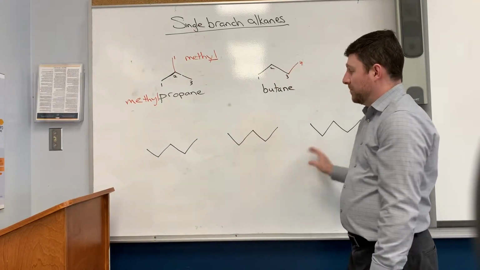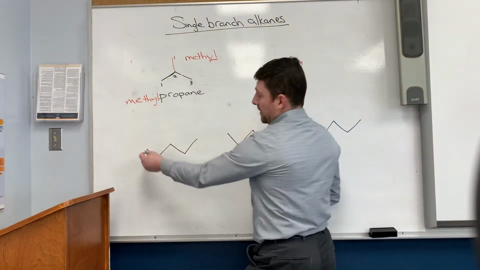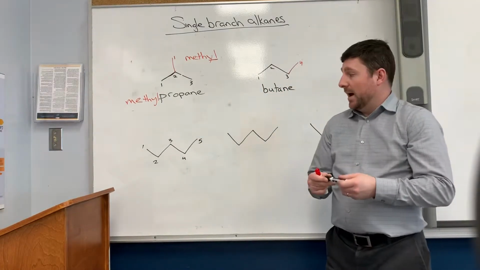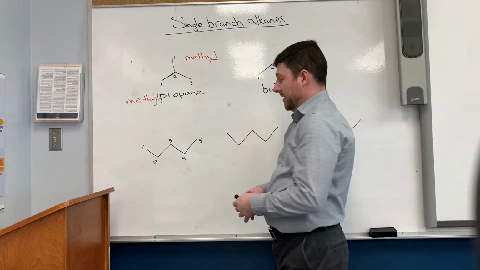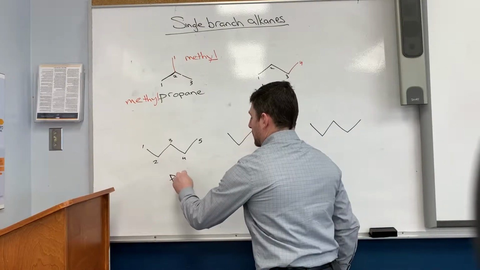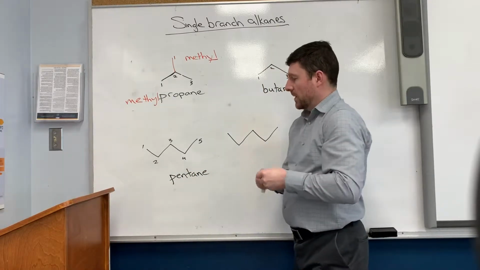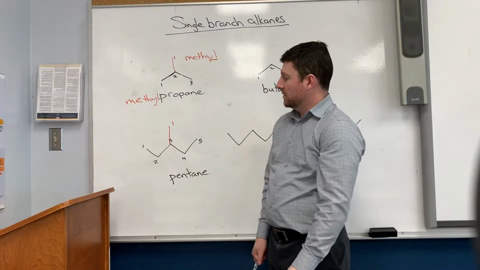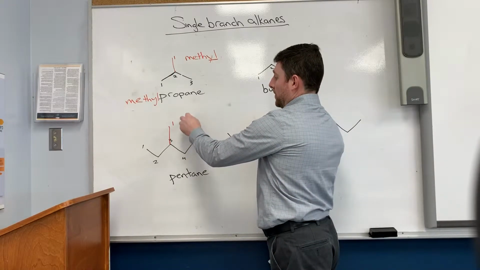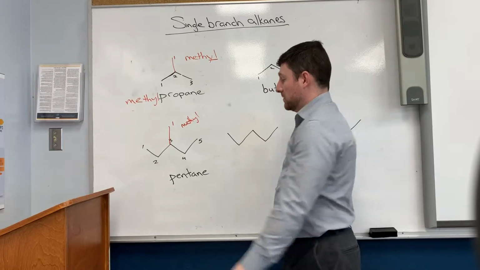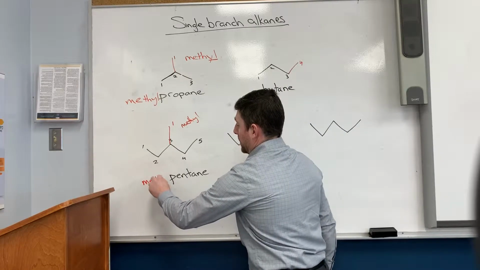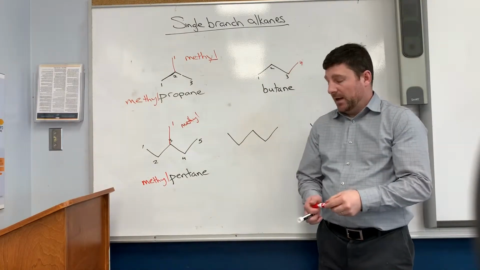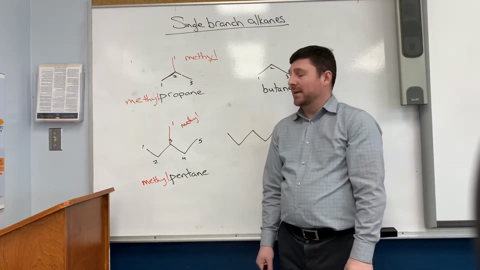Down below here, I have put in 3 pentane chains, so that's 1, 2, 3, 4, 5. And if I add a methyl group to pentane, so I have a pentane main chain, I can add a methyl group here. That would be a 1 carbon branch, so that's going to be a methyl branch. And I would put methyl in the front. And there we go, we have methylpentane.